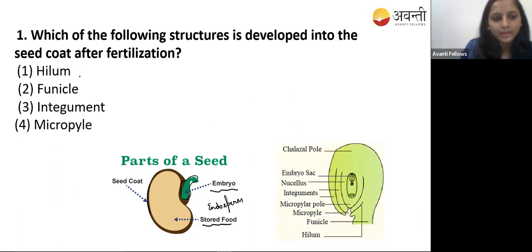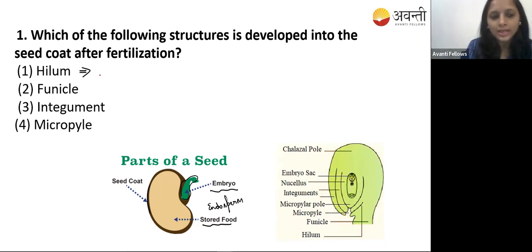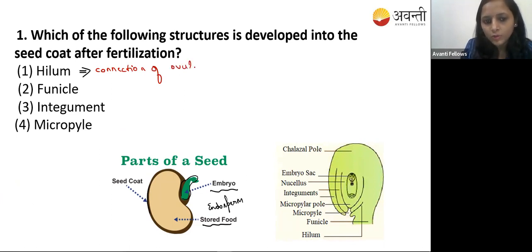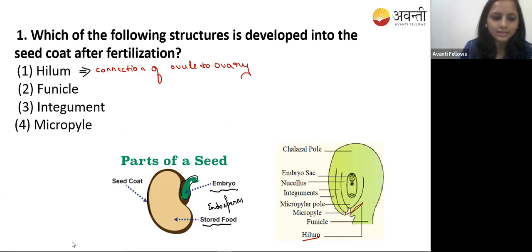Let us go to the first option, hilum. Hilum is not the correct answer, because the hilum connects the ovule to the ovary. Here you can see the hilum. It helps in the connection of the ovule to the ovary. That is the reason option one is wrong.